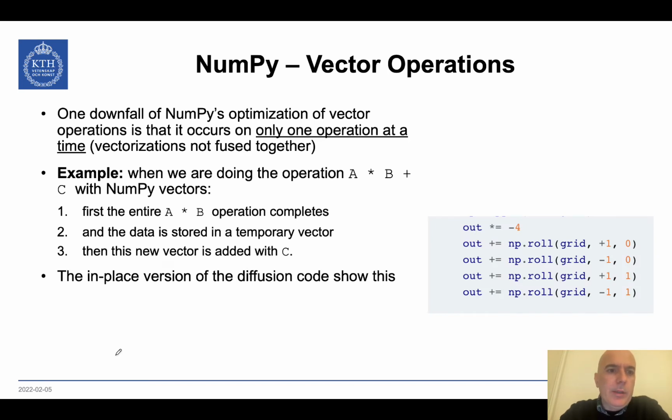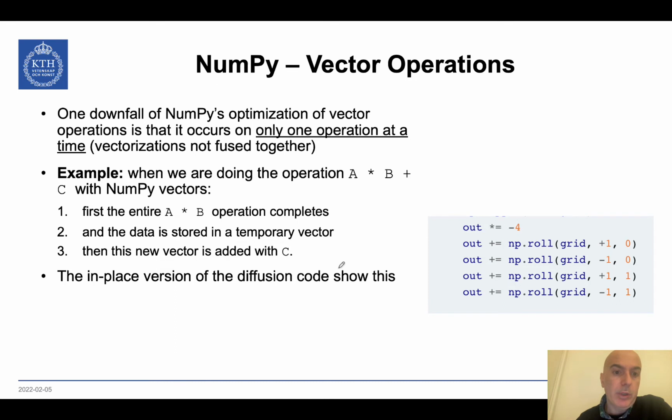So one of the downfalls of the NumPy optimization of a vector operation is that it occurs on only one operation at a time. So we do one vectorization from one operation, and then another vectorization, and then another vectorization. In some sense, we could fuse all the vectorizations together, but NumPy doesn't allow us to do that. So we vectorize the first expression, the second expression, and the third expression. But instead, we could fuse and merge all the vectorization in just one expression.